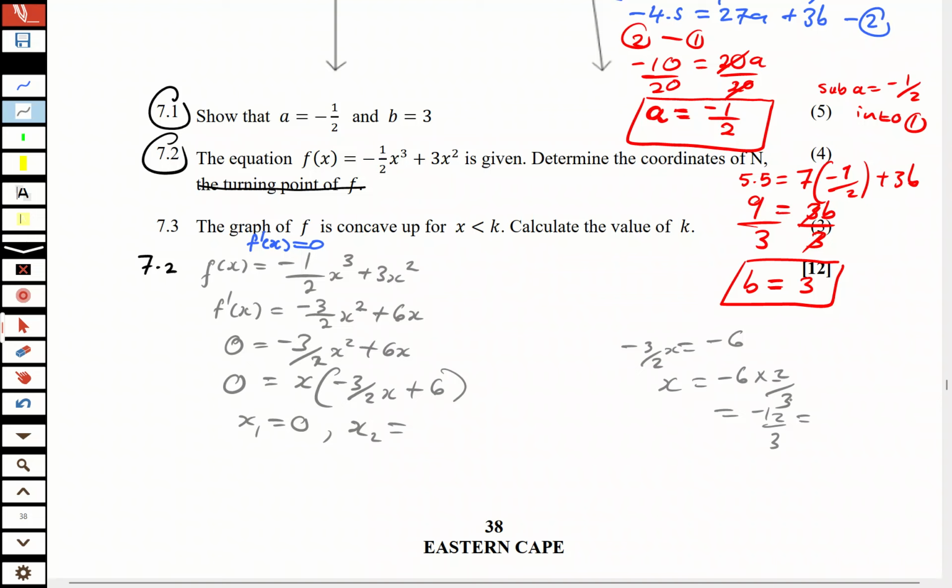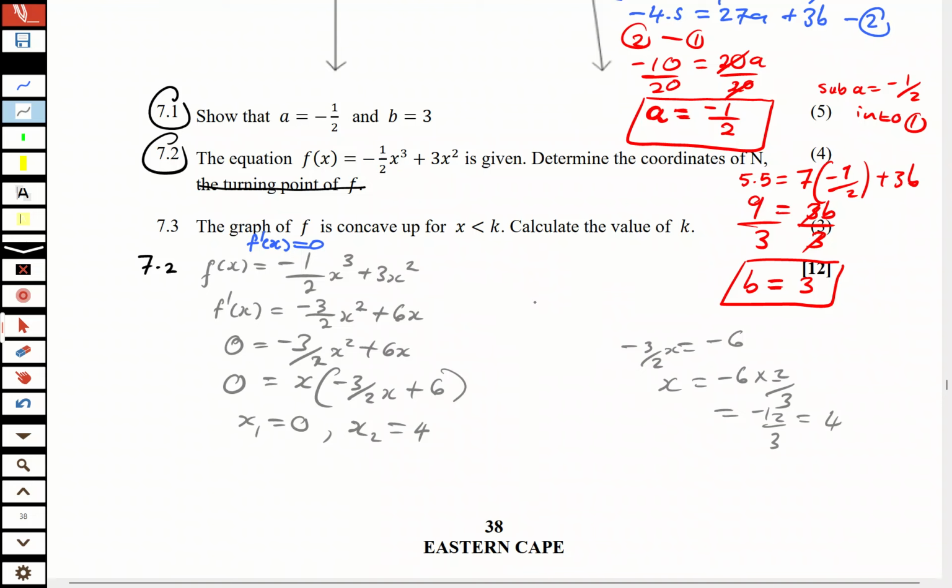3 goes into 12 how many times? 3, 6, 9, 12. It's 4 times. So the answer here is simply 4.